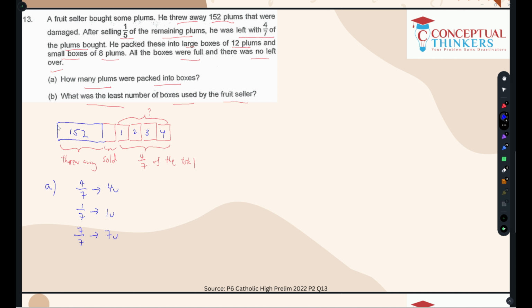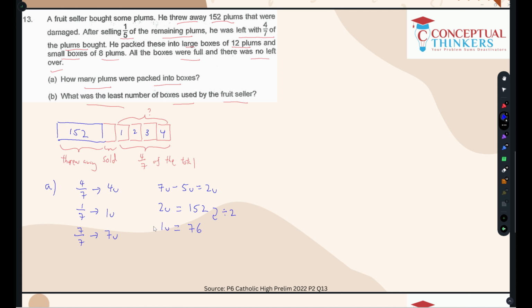This means the total number of plants will be 7 units. If we minus away the remainder here, we have 5 red units, so we minus away 5 units first. This will give me 2 units. And these 2 units must be equal to my 152 plants that he threw away because they were damaged. So I'm going to find the value of 1 unit. I'm going to take 152 divided by 2. I'm going to get 76.